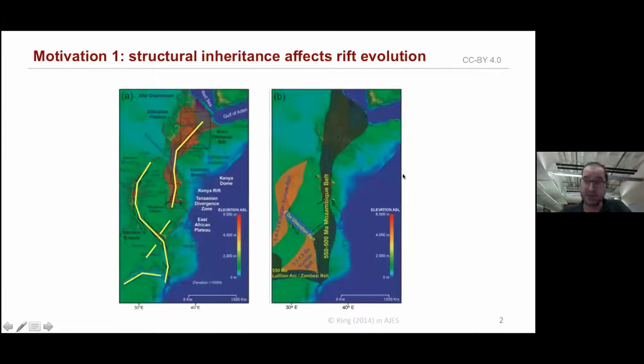And the first motivation of why we were interested in this whole thing. So if we look, for instance, at East Africa, we know that we have the East African rift system, and we have some beautiful structures that we've seen in the previous talks. But on a larger scale, if we look at the axis of the rifts, they are following certain patterns that are similar to the weaknesses in the lithosphere.